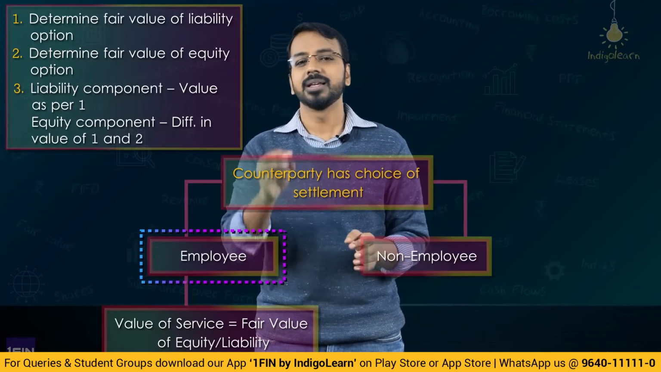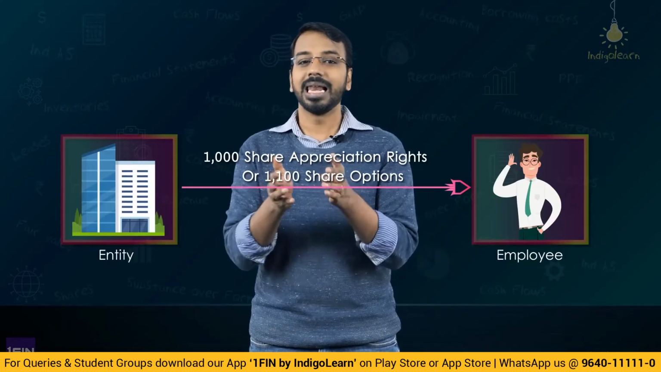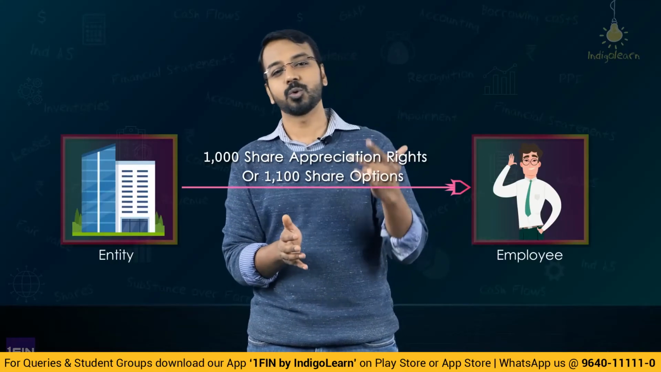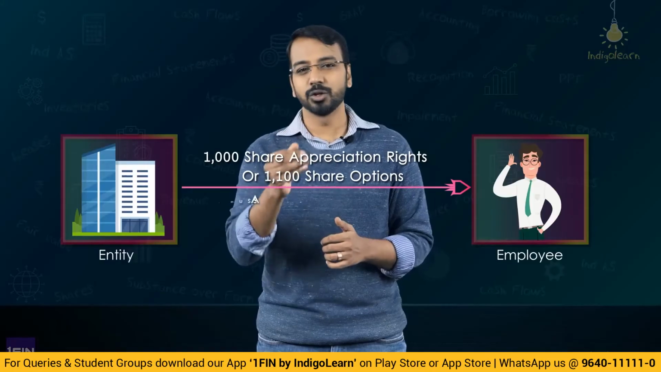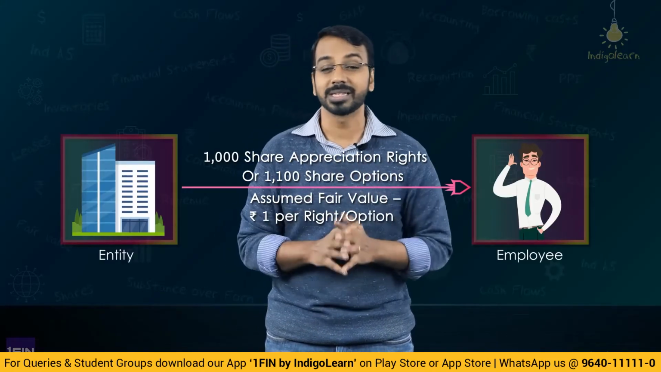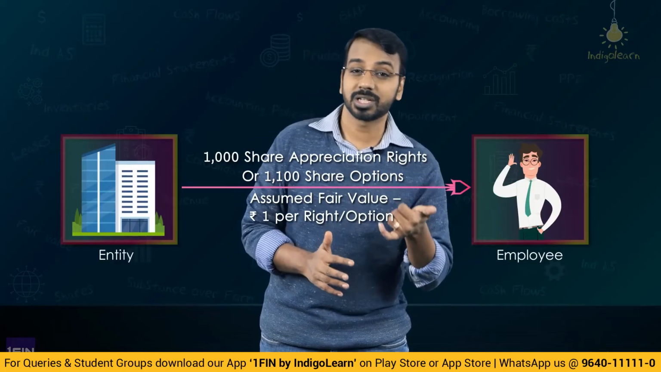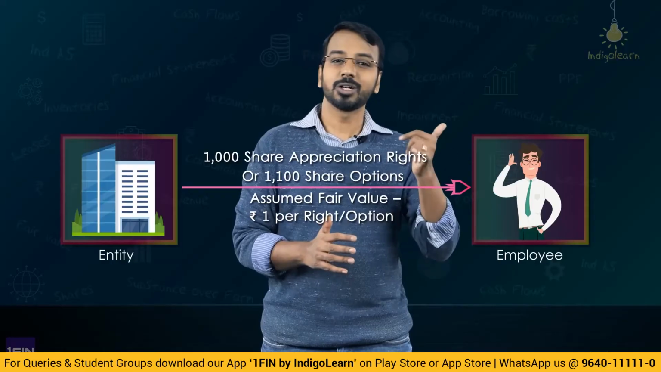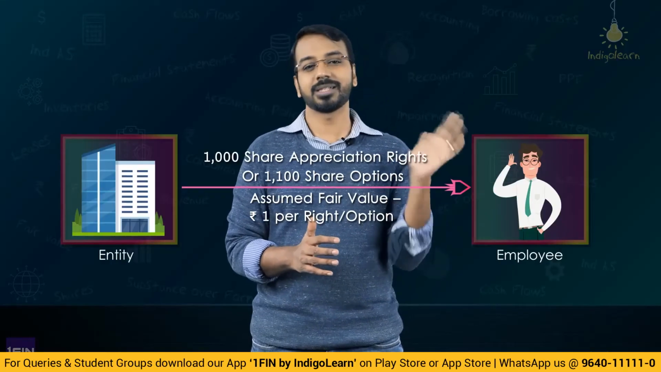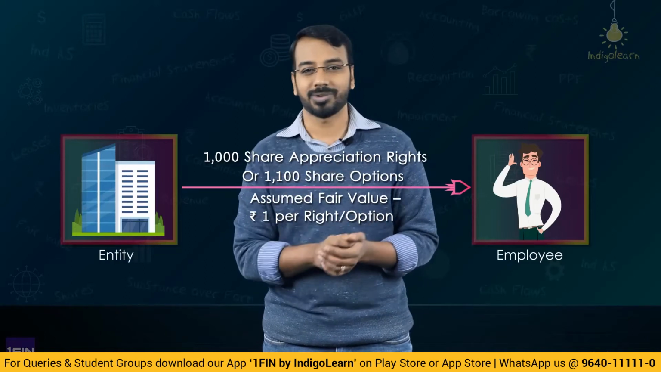So what do I mean by that? Say, for example, the entity gives an option to the employees to take 1000 share appreciation rights or to take 1100 share options. These are the two options given to the employees, and assume for a moment the fair value of both the options is rupee 1. Now the employee may decide to take either 1000 share appreciation rights or share options after, let us say, a 2 year period. The key question here is, how should we account for this transaction?